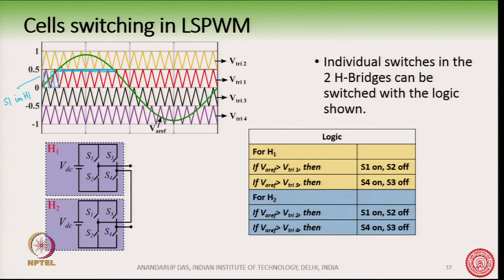S1 in H2 will be doing the pulse width modulation depending on the on off condition. So, this is the S1 in H2. Whereas, in this portion S1 in H2 will be completely turned off. So, it will be turned off at the lower portion.